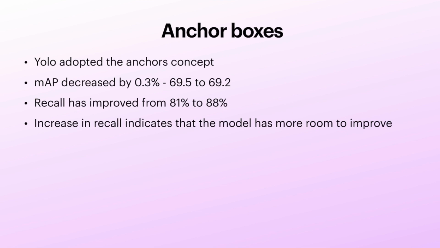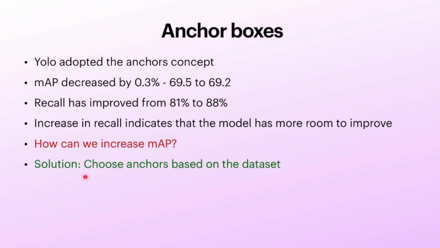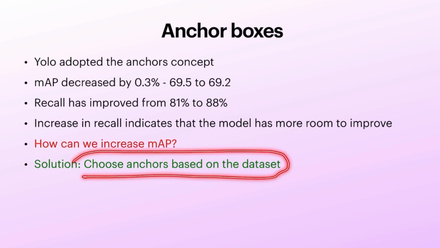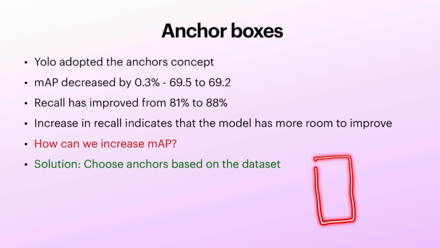How can I improve the MAP? Okay, recall has improved. That is very good. But how can I increase the MAP? It is reducing with the use of anchors. So instead of using the fixed boxes, why don't we choose the anchors based on the data set? We know that the existing anchors also has some kind of predefined boxes, like this looks like a person, like this. But what if we generate these anchors based on the data set we are training on?